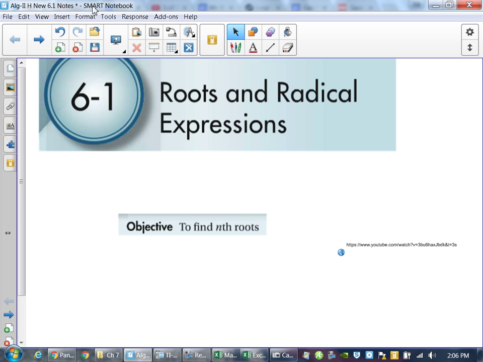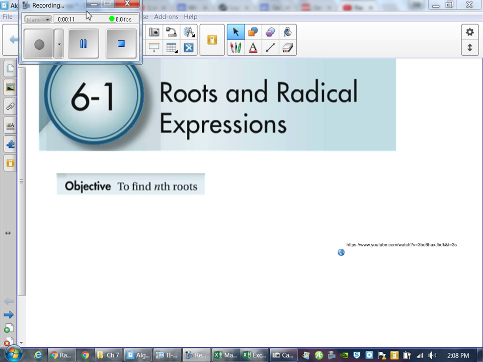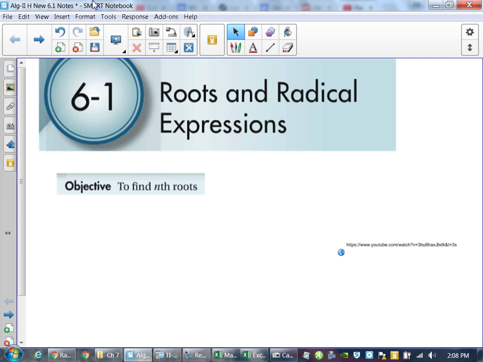What we're going to work with are called nth roots. When we say nth roots, we're talking about radicals. Here's what happens.